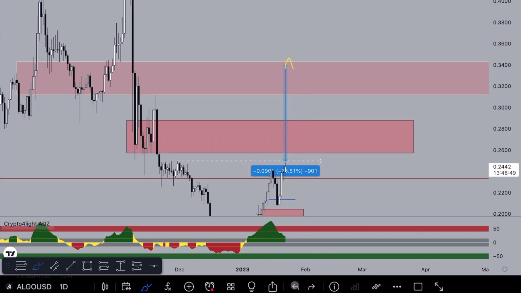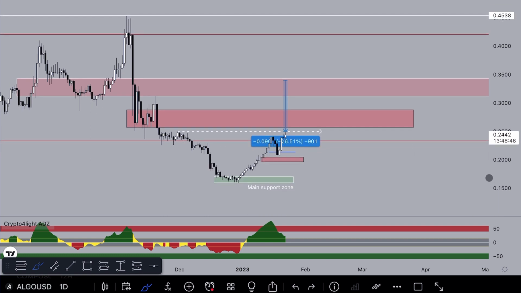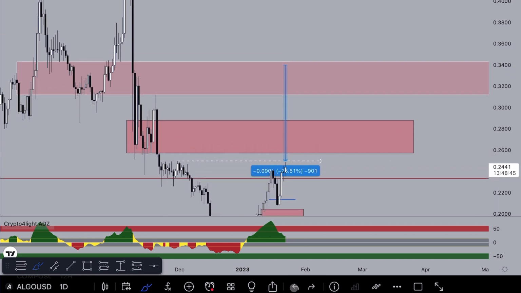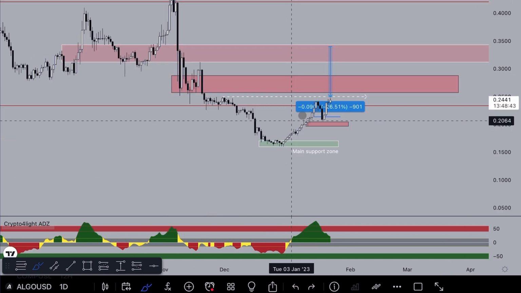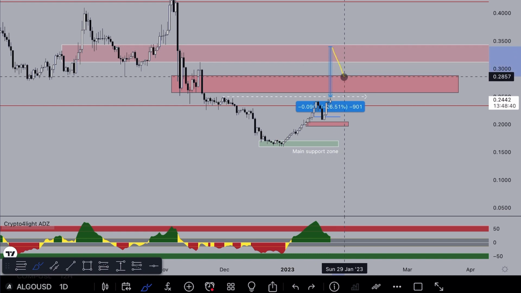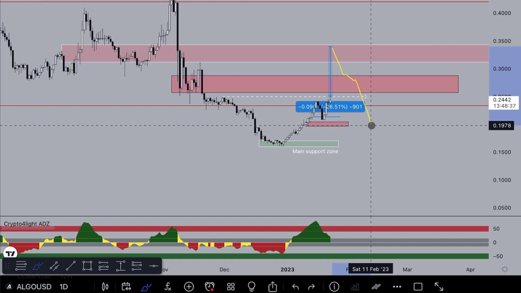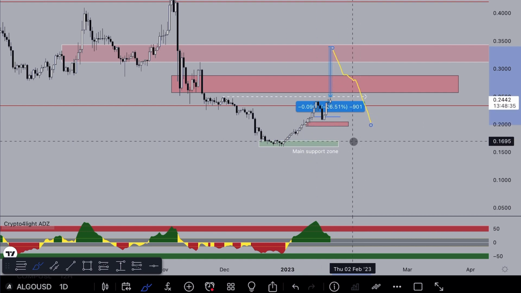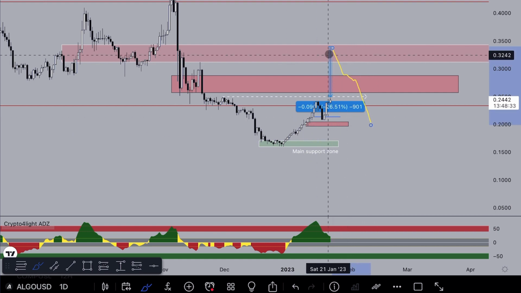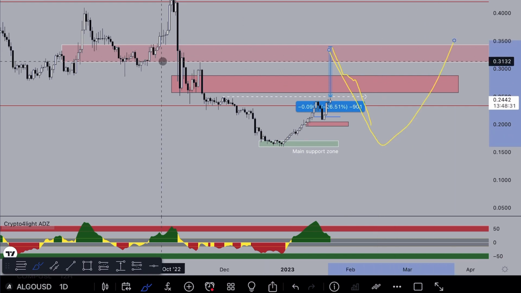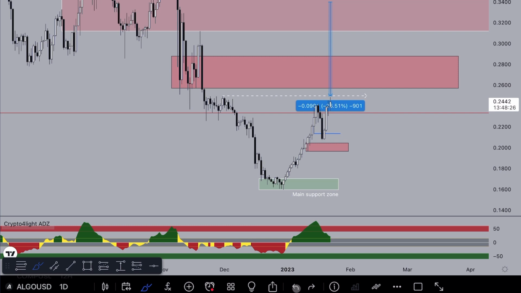If we do not, usually the cup and handle does play out. But if we don't hold this line, sometimes we can break out even lower to retest this zone or even this one. If we drop so low, we should be forming a double bottom. But I don't think so, with all this current trend. I don't think we will drop so low once again to test 17 cents.